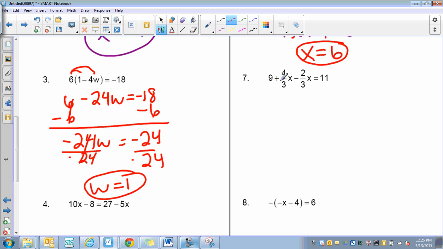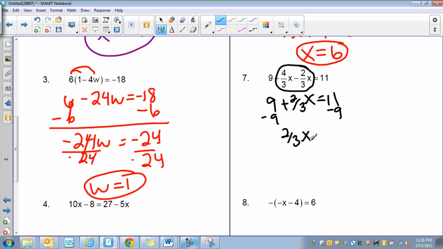For number 7, we can combine like terms. So 4/3 w minus 2/3 w is 2/3 w. So 9 plus 2/3, I guess x, not w, x equals 11. We can subtract 9. So we have 2/3 x equals 2. Now we have to multiply by the reciprocal. And we should get x equals 30.